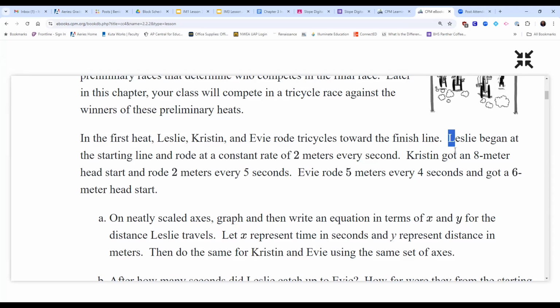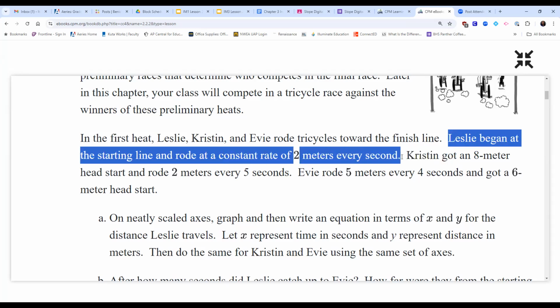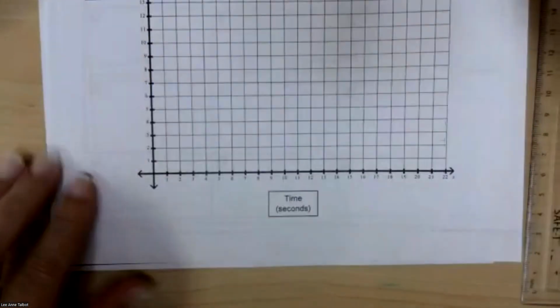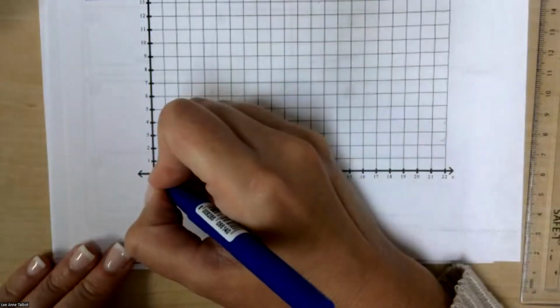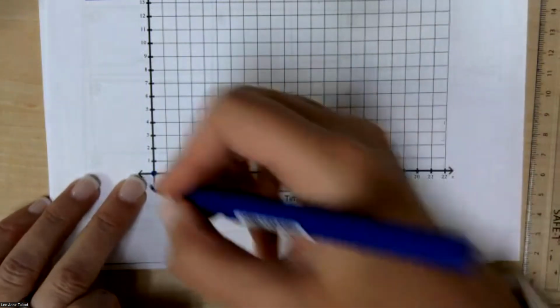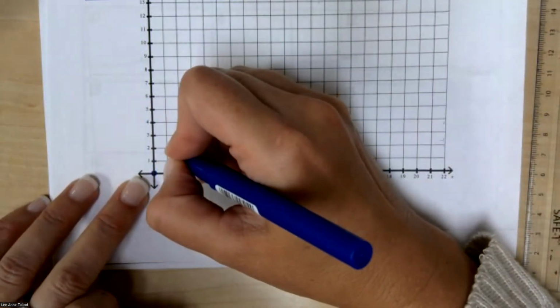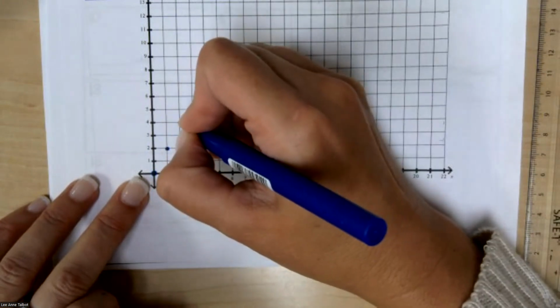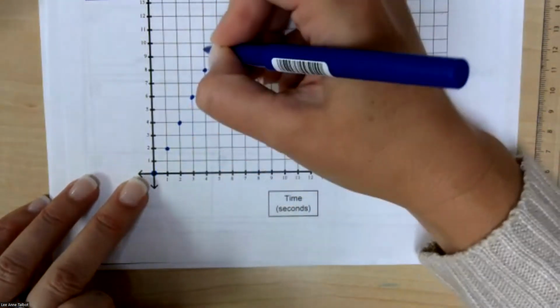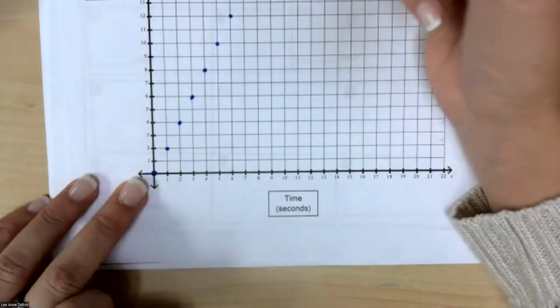Okay, and it says, we're going to start with Leslie. Leslie began at the starting line and rode at a constant rate of 2 meters every second. Okay, so starting at the starting line means that she started at the origin. So make a dot for Leslie at the origin. And then she rode 2 meters for every second, 2 meters for every second, 2 meters for every second. Follow that all the way up to the very tippy top of the graph paper.